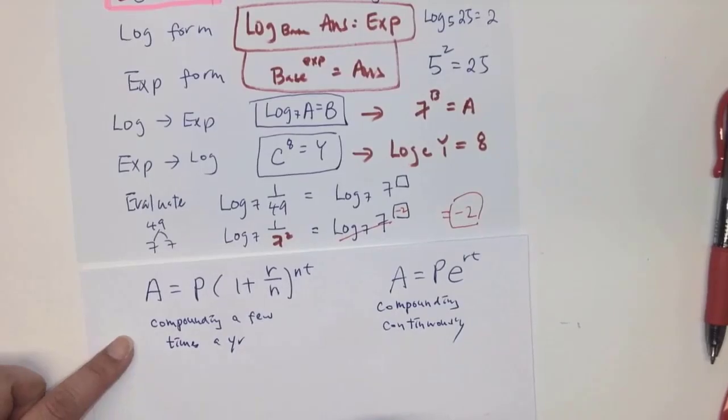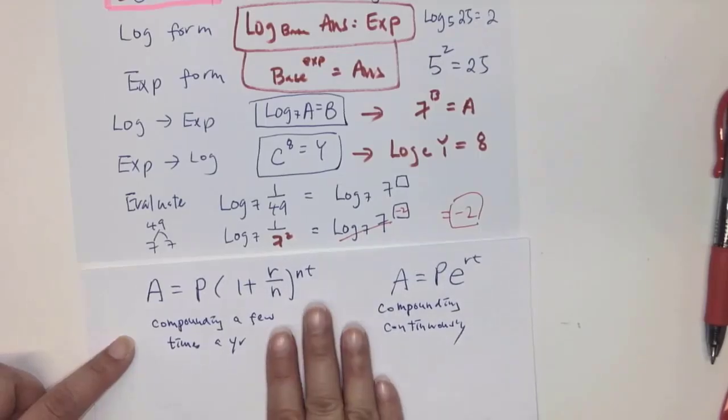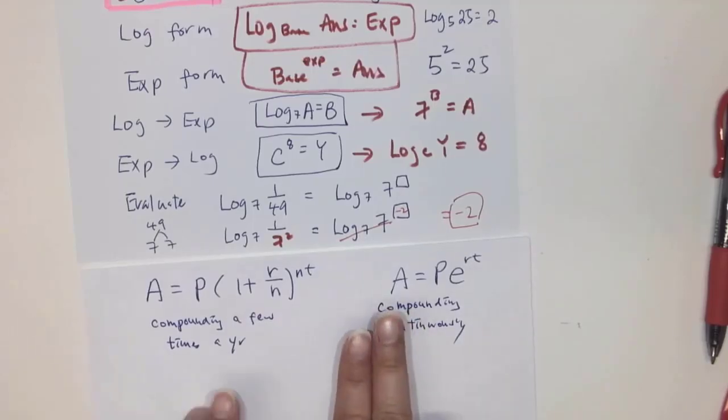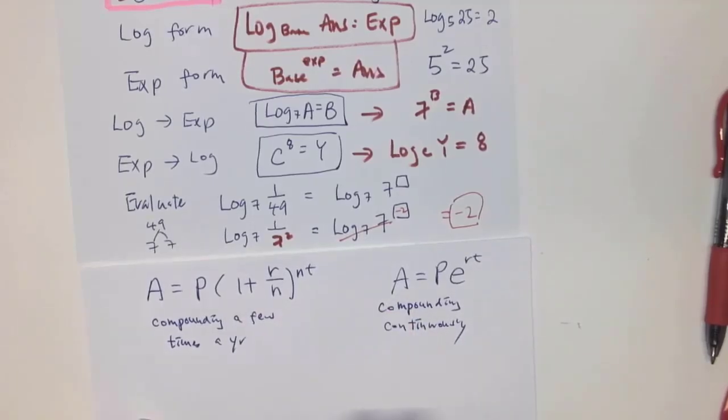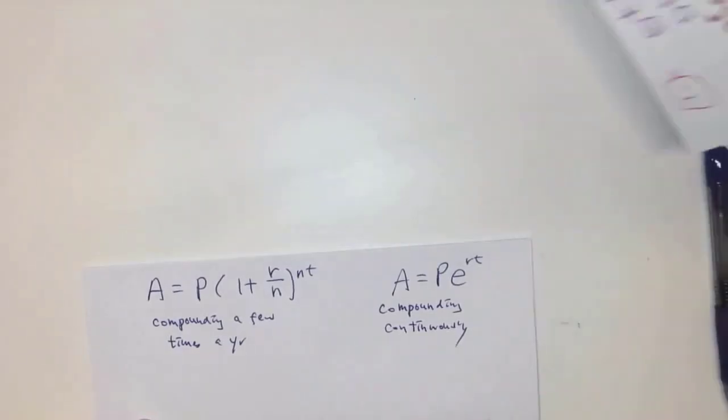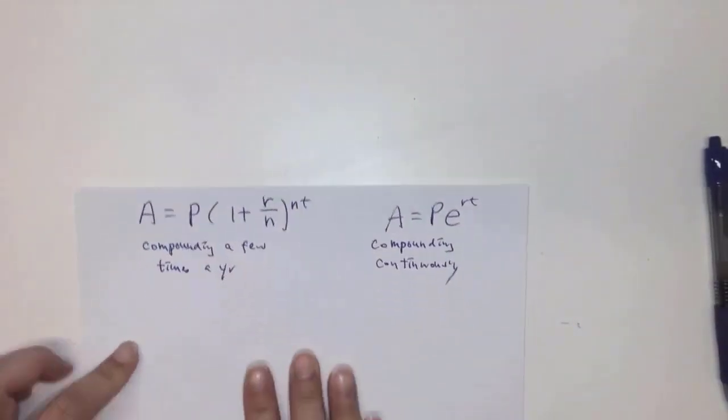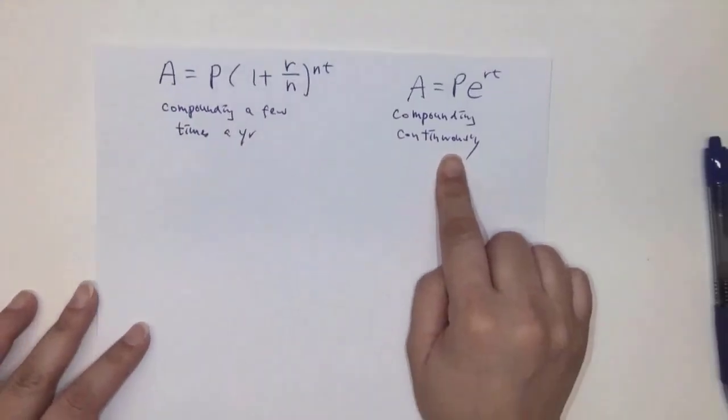It can be annually, meaning once a year; semi-annually, twice a year, every 6 months; quarterly, 4 times a year; monthly, 12; weekly, 52; and daily, 365. Those would use the first formula. But if you see continuously, then you use the second one, right?